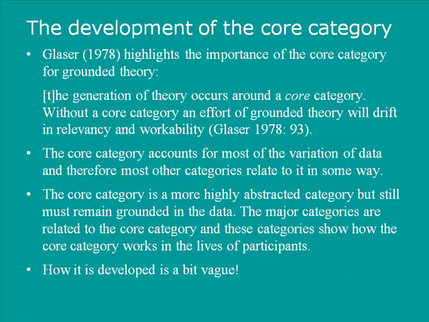The core category, again, I would suggest this was really important, and Glaser would suggest that without a core category, any effort in grounded theory will drift in relevancy and workability. The core category is something that tends to account for most of the data, and most of the other categories tend to link with it in some way. It's a much more abstract category than some of the other categories, but still grounded in the data. I'd have to say, how you actually get there is a little bit vague. Glaser and Strauss might say that you find it in the data magically, and Charmaz might say, well, you construct that with the data. So again, it's another difference between them.